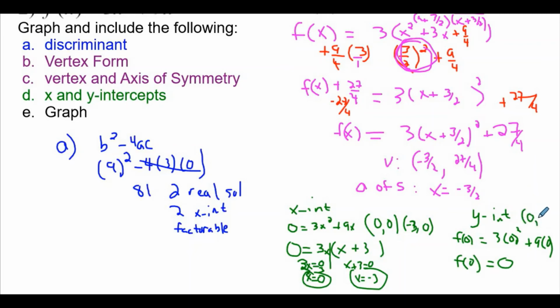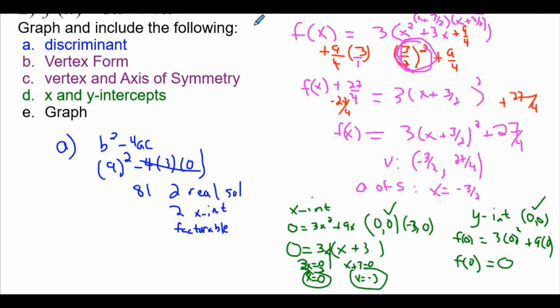This is really important on every problem for the rest of the time that you take Algebra 2 or Calculus or Pre-Calculus or even Trigonometry. If one of your x-intercepts is (0, 0), your y-intercept is guaranteed to be (0, 0). They have to be the same thing. So let's take a look at how that works when we graph it.